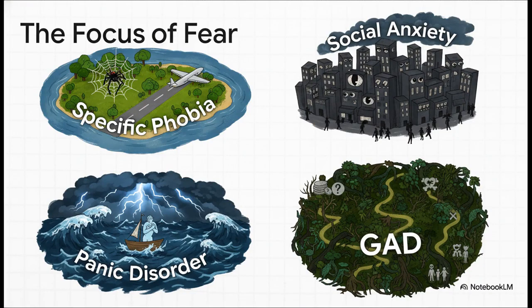And look, you can see it so clearly here. Is the fear about a thing, like spiders or flying? That's a specific phobia. Is the fear about being judged by other people? That's social anxiety. What if the main fear is, well, the fear of having another panic attack? That's panic disorder. And if the worry isn't tied to any one thing, it just kind of floats across everything, that's your generalized anxiety disorder, or GAD. The what literally tells you the which.